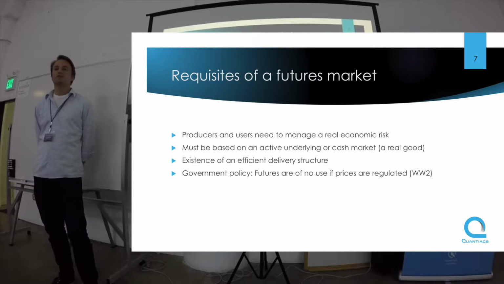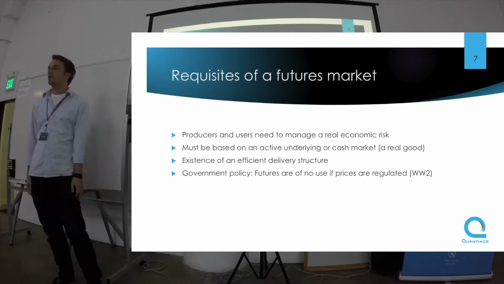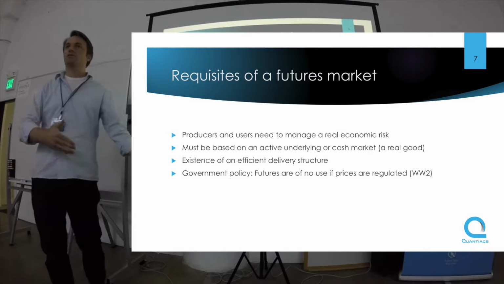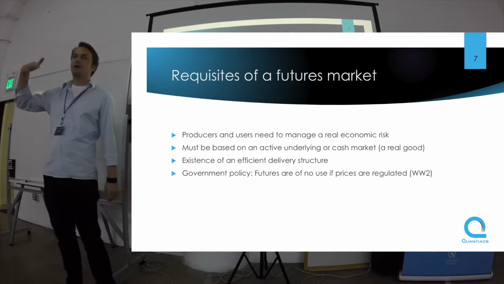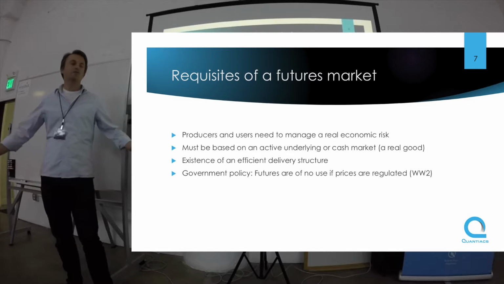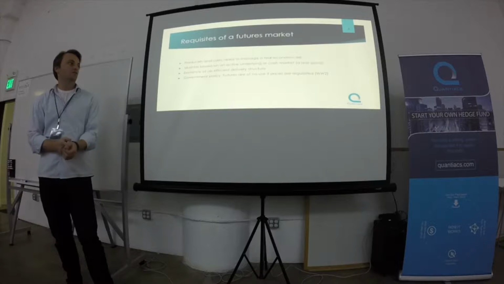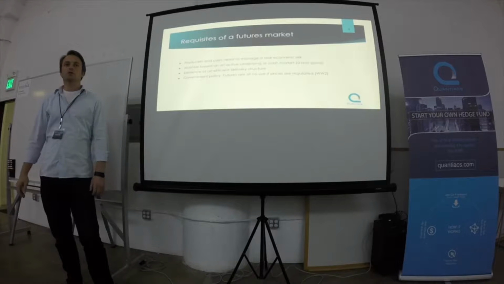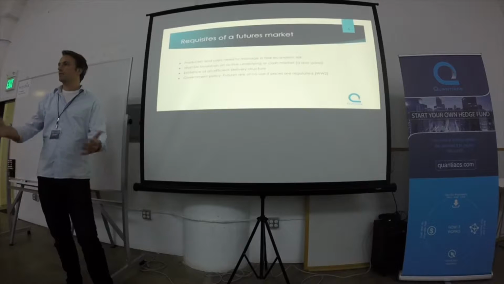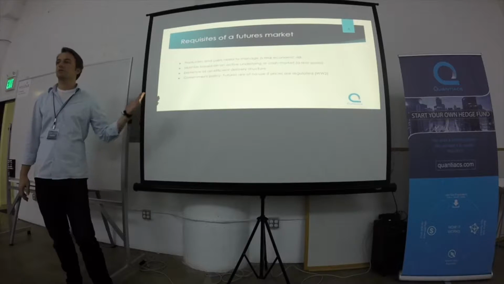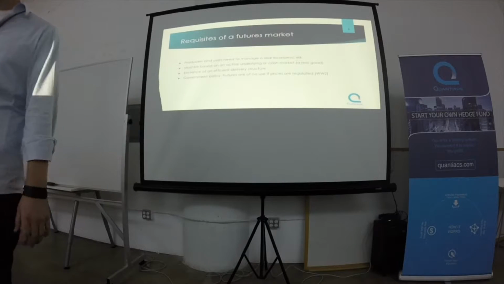For example, if the prices are controlled by the government, it makes no sense to have a future, because you know that the government will define the price of the underlying commodity, either cap it at a certain point or just define it. So an example of that would be here in the US during World War II. Certain goods had a fixed price, the government regulated price, so there was no need for future markets.